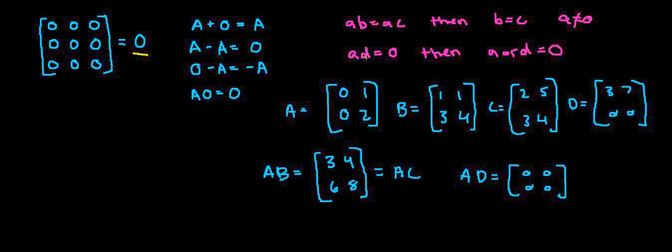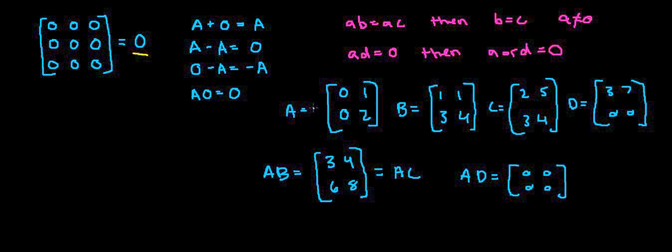Another one: if A times D is equal to 0, then A or D must be equal to 0. Think of two numbers that are not 0 multiplied together that give 0. You can't. One of them must be 0. But with matrices, this is not necessarily true. So we'll look at some examples to show why these laws that work for regular arithmetic don't necessarily work for matrix multiplication.